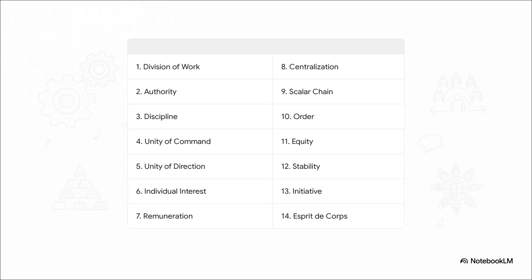And it's actually brilliant how sticky these ideas are. Just listen to some of these concepts. Unity of command, division of work, and remuneration, which just means fair wages. We still routinely use these exact concepts in almost every modern organization today.